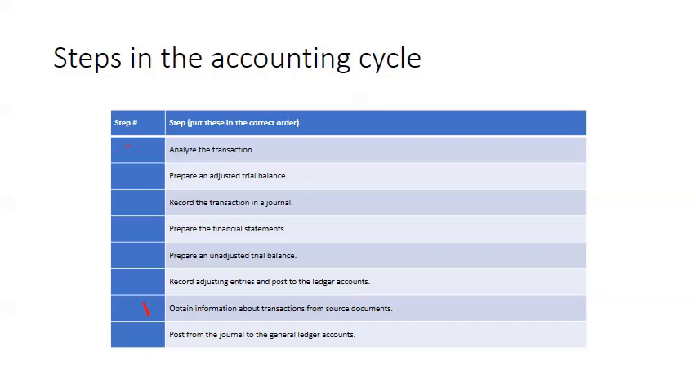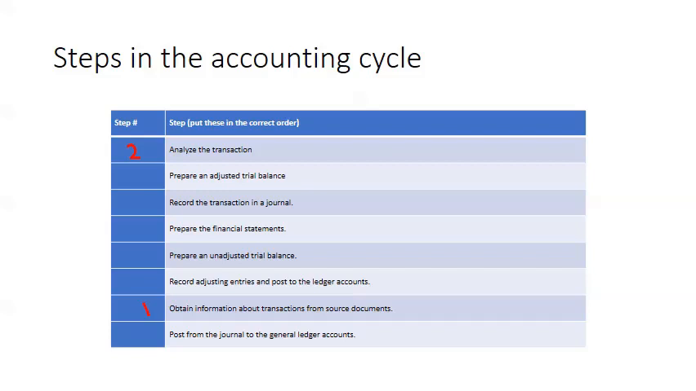The second one is to analyze the transaction. We're using that step to figure out what accounts are impacted. Remember, in double entry accounting, at least 2 accounts are impacted. So to analyze the transaction, you would say which at least 2 accounts are affected and how they were affected. Were they increased, were they decreased, and by how much? And do those increases and decreases translate into debits or credits?